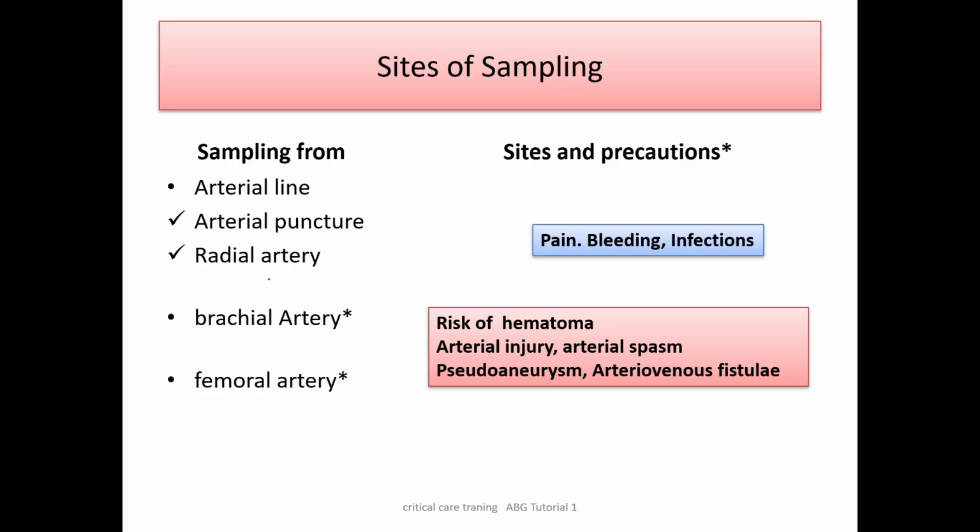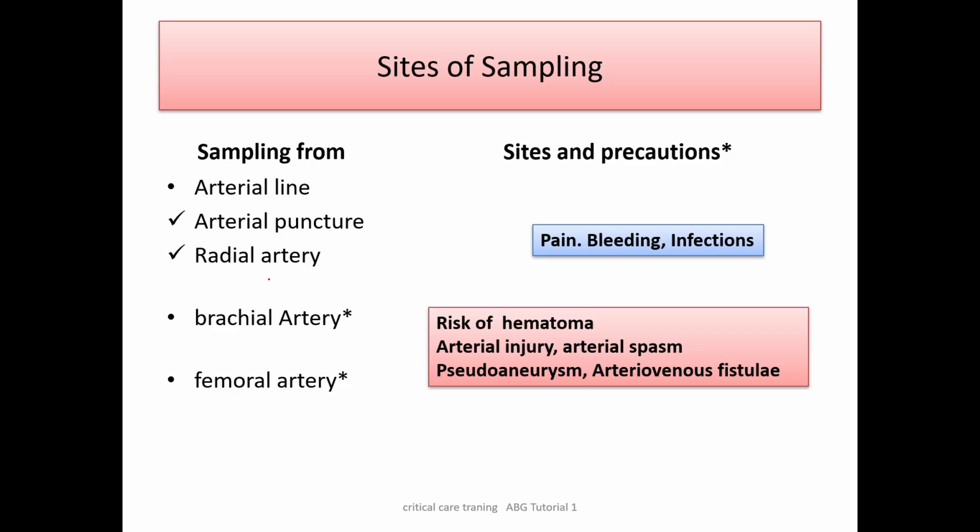Now, depending on the sites of sampling, the most preferred, as I told, is the radial artery. The brachial artery is an end artery and should be avoided. Femoral artery has high chances of infection, hematoma, bleeding, arterial puncture, spasm, then fistulas. So it should be avoided.